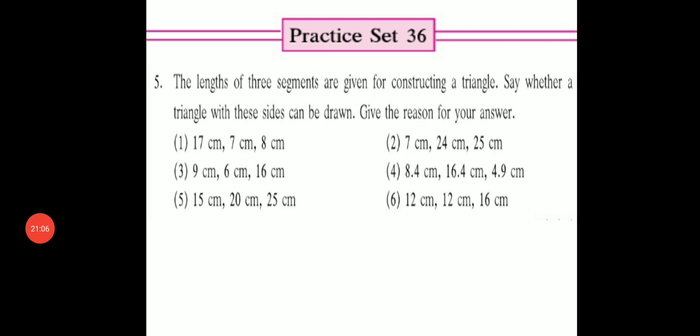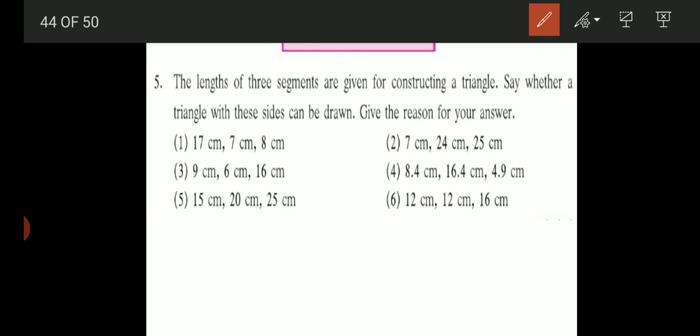Now, always children, whenever you're constructing any triangle and you get a question like this, the very first thing you have to do is have a look at your three values. Like in the first sum, you have 17, 7 and 8 centimeter. Now, out of all these three values, which is the highest value, children? It is 17 centimeter. So always draw a rough figure in your rough column, and name that triangle by yourself with any letters you want, like I have done, ABC. Now this is all rough work, okay, children?